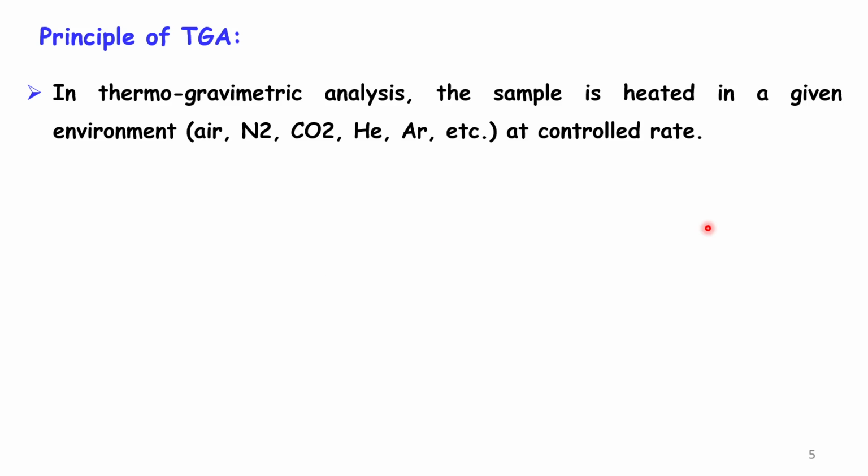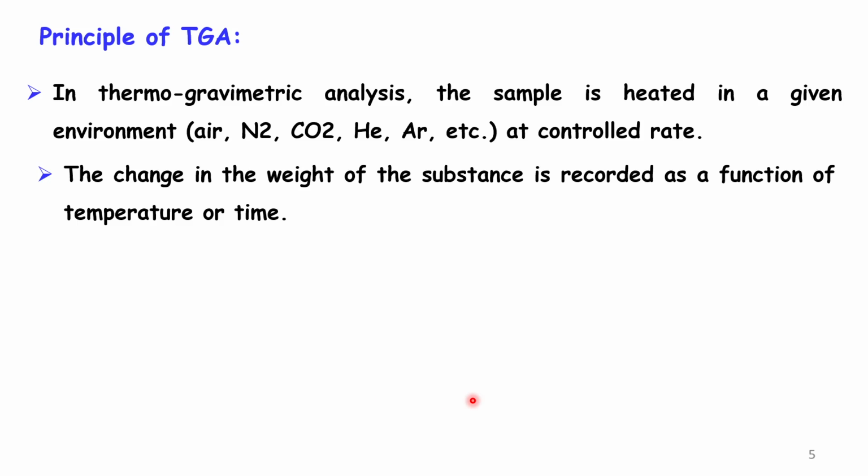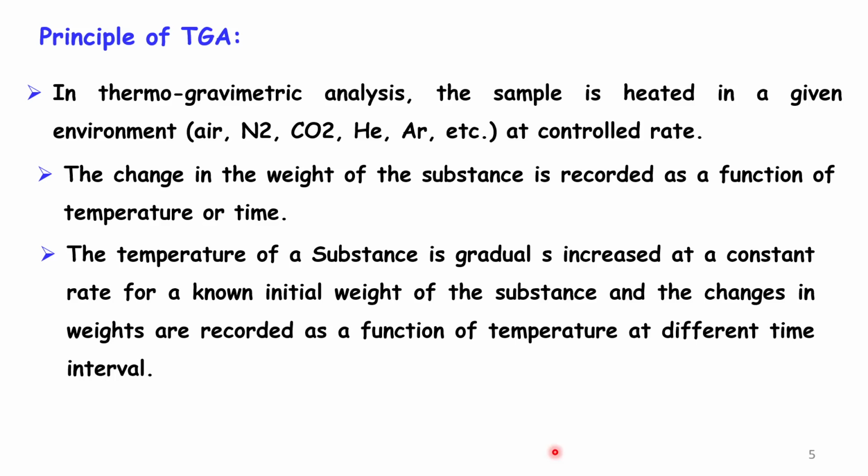In thermogravimetric analysis, the sample is heated in a given environment, such as air, nitrogen, carbon dioxide, helium, argon, etc., at a controlled rate. The change in the weight of the substance is recorded as a function of the temperature or the time. The temperature of the substance is gradually increased at a constant rate for the known initial time of the substance, and the change in the weight is recorded as a function of the temperature at different time intervals.